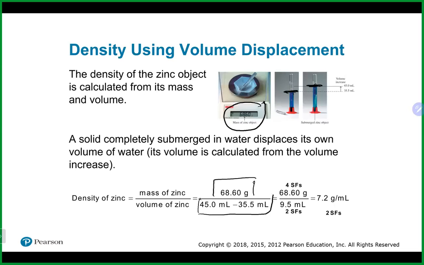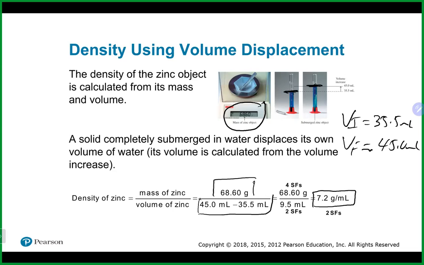So initially the reading was at 35.5 milliliters, and the final reading after they added the zinc to it was 45 milliliters. And again, they got the mass of it. So this gives us 68.60 divided by 9.5, which gives us a density of the solid of 7.2 grams per milliliter. Now, when you calculate the density like we did here, the number always stays with the grams, and it's always 1 milliliter or 1 cubic centimeter. So the number stays with the grams part of it.